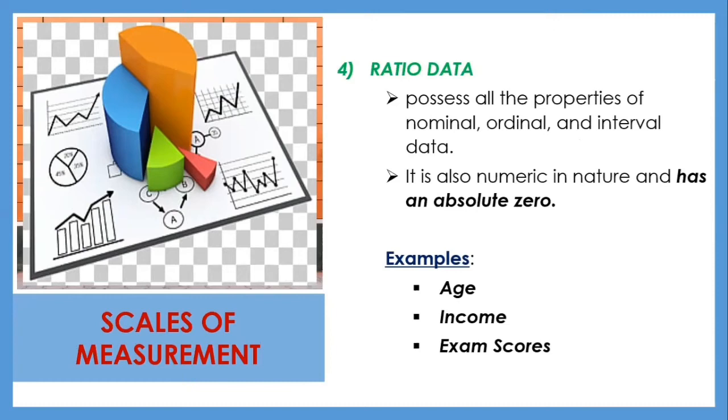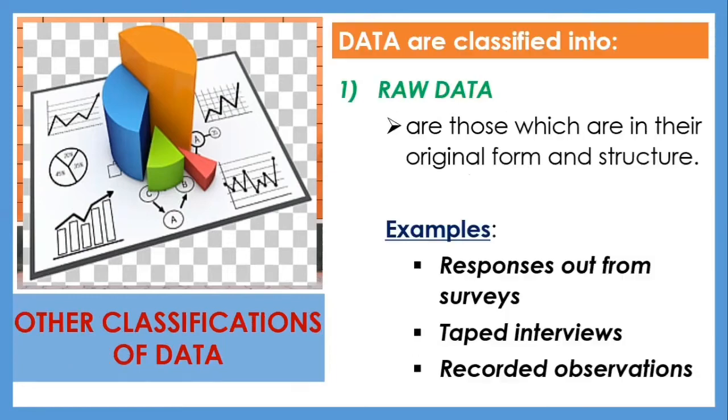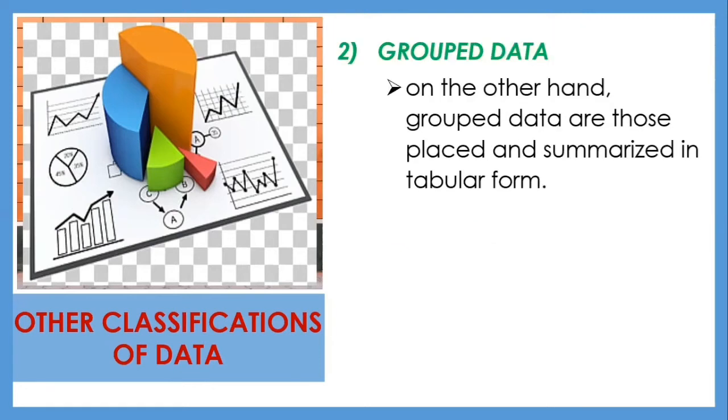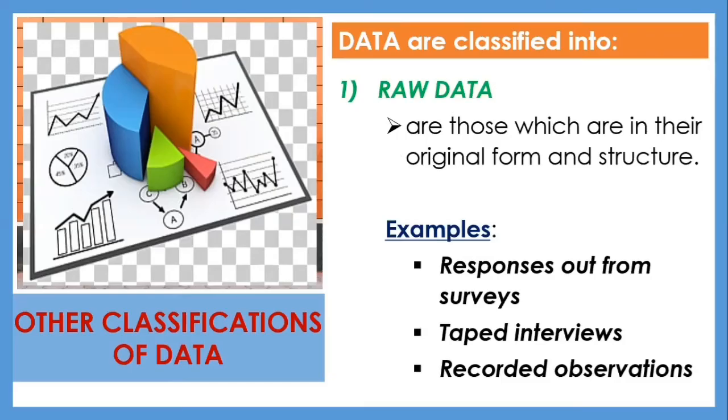Okay, so these are the levels of measurement, or scales of measurement. And remember that there are also other classifications of data. Data are classified into raw data and grouped data as well. So what is the difference between the two? If we say raw data, these are those which are in their original form and structure.